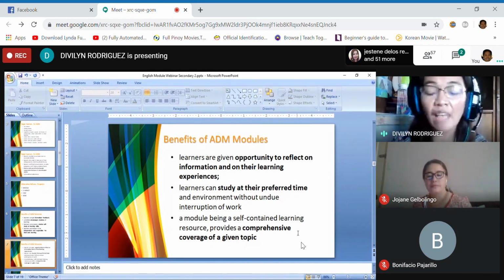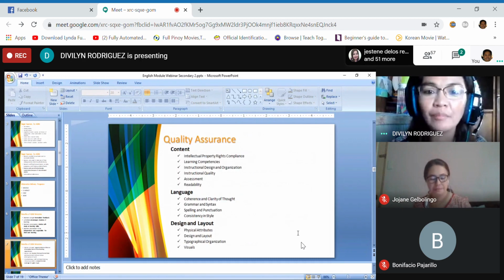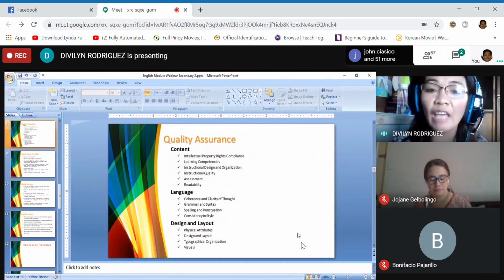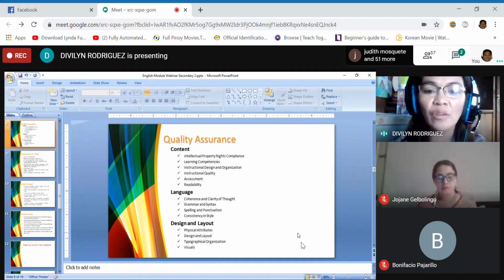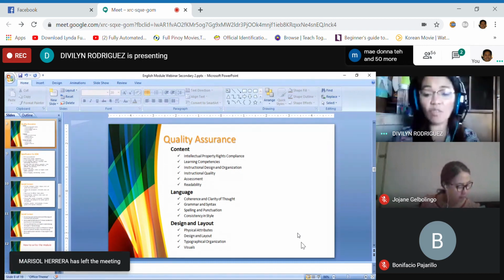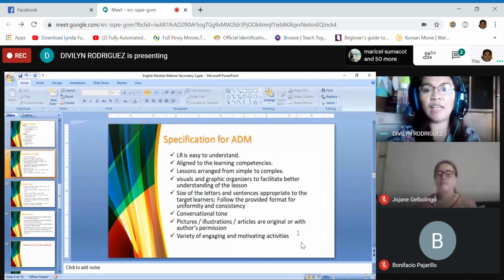Unlike pag nasa actual classroom tayo. So those are the benefits of the ADM module. And since that is a module that should provide quality learning, there is a quality assurance on content, language, design, and layout, which will be discussed later by our speakers.